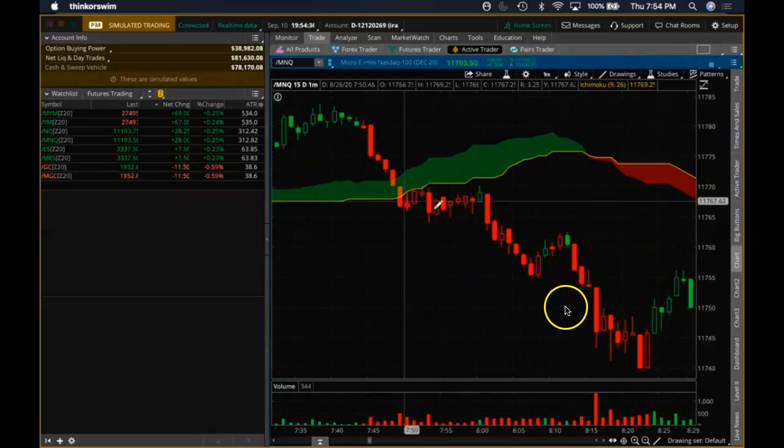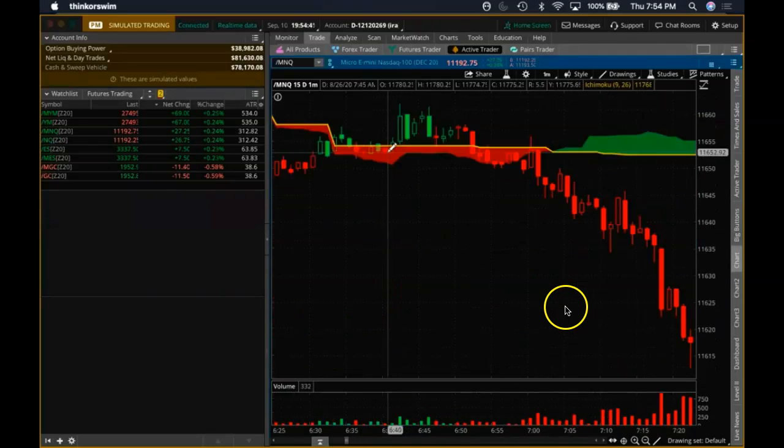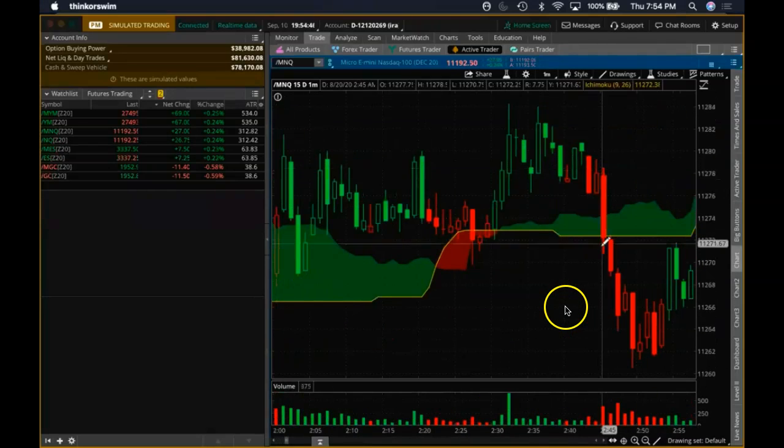You get underneath the Ichimoku. What happens? Guess what, guys? It goes down. Look, I'm going to scroll again. I don't know where this is going to stop. Wherever it stops, we're going to look at it. Bam. All right. You get underneath the Ichimoku.